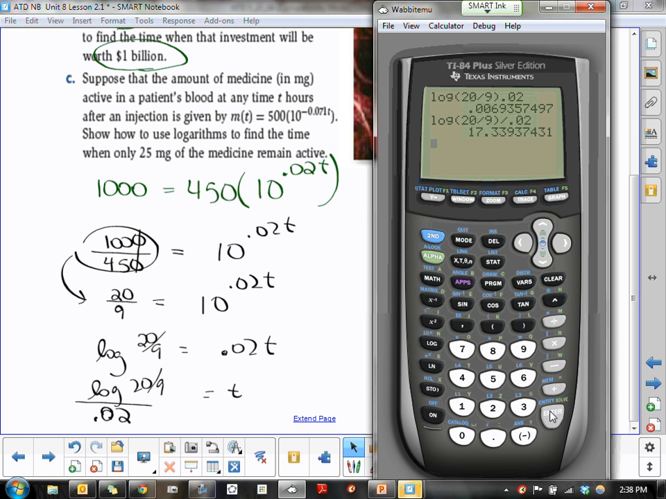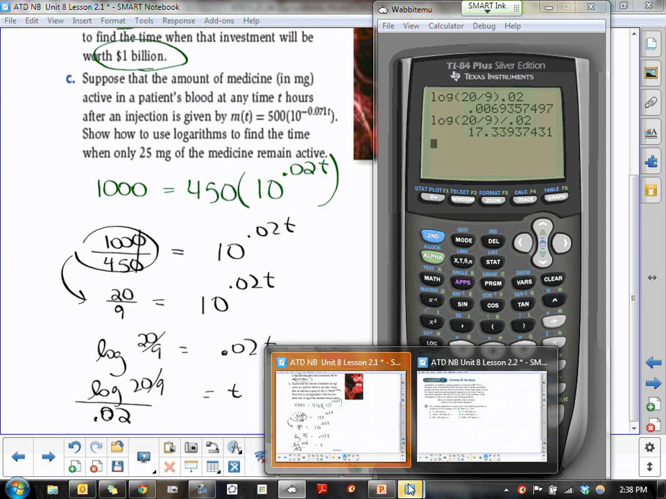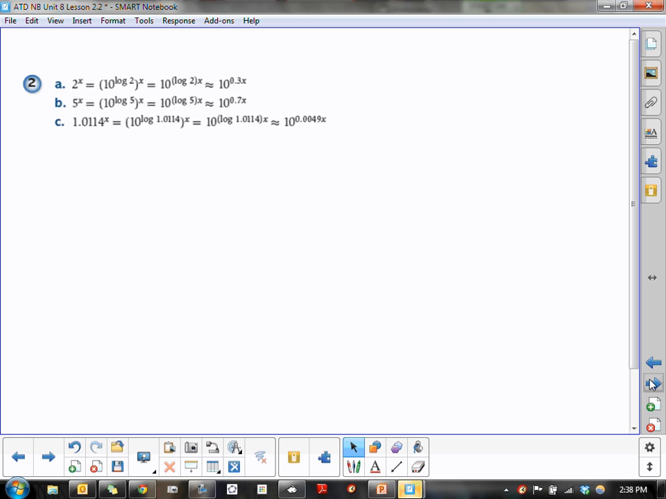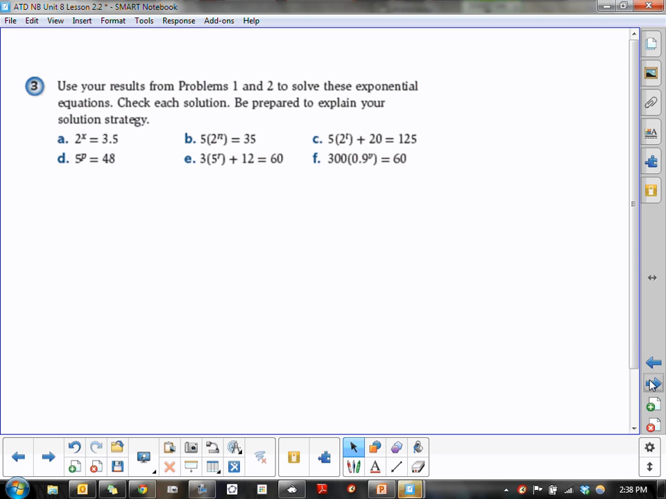Every single one of these has been a base what? 10. Here's the change. Not everything is base 10. If you look at investigation 2, it says covering all the bases. So there's one last thing I'm going to teach you this year. This is the last new thing I got all year. We got to be able to change with the bases.